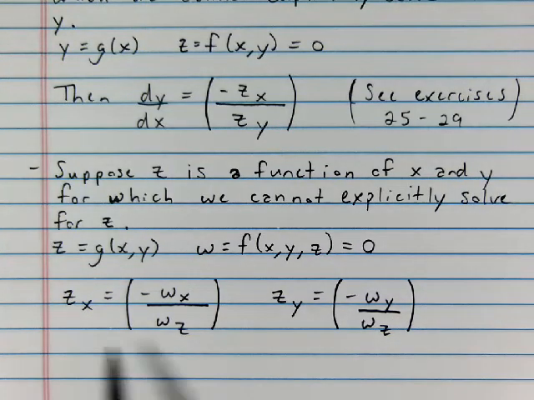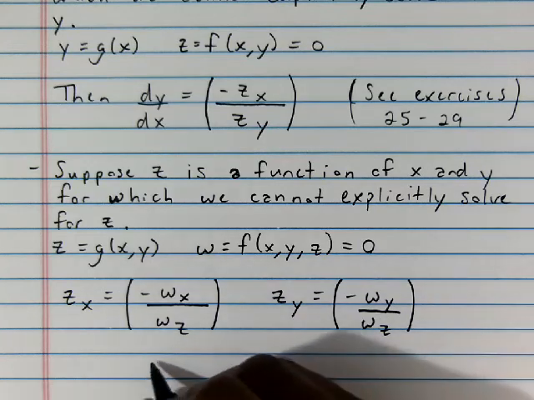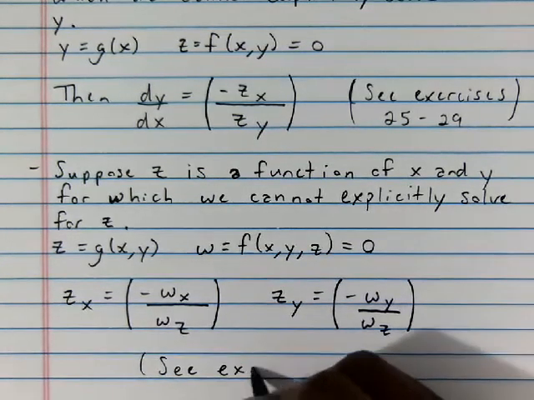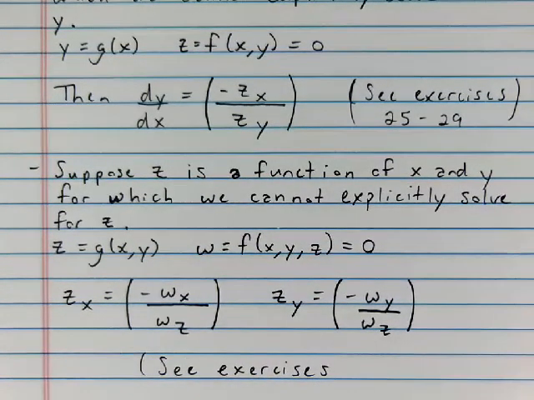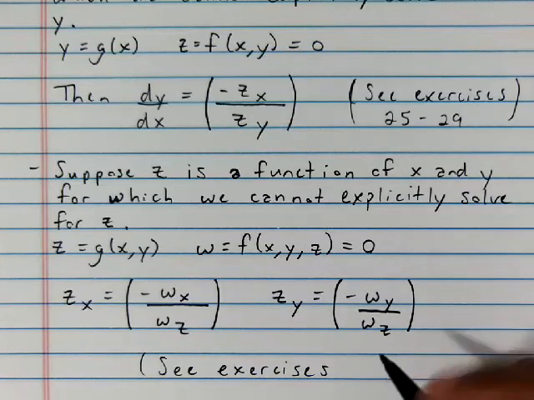Same thing in this scenario. You could find these by using what's called implicit partial differentiation. In the problem session, I'll probably do a question where I do it the long way, and then you all can try it just doing it the short way. The exercises you can look at for these are exercises 30 through 32.